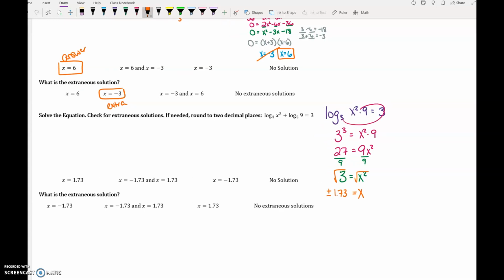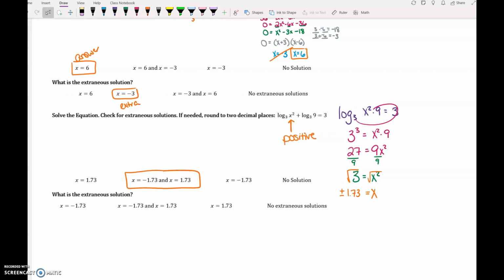If you plug these back in, nothing's going to happen with this log base 3 of 9. But here, even if you put a negative in here, a negative number squared is still positive. So this term is always going to be positive. So both of them are acceptable solutions. So then what is the extraneous solution? There isn't one. There's your answer for that one.